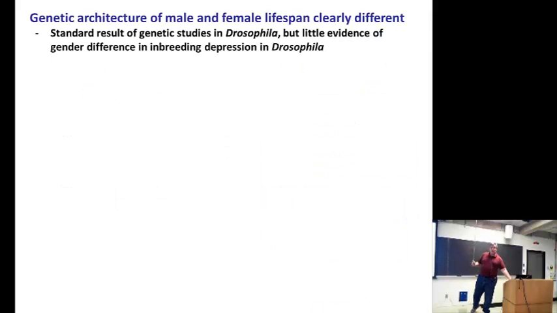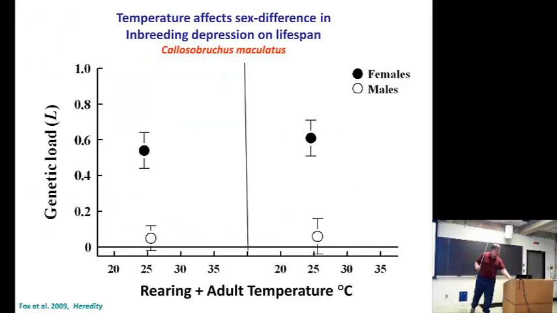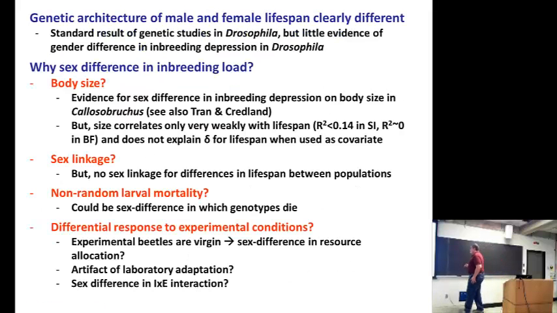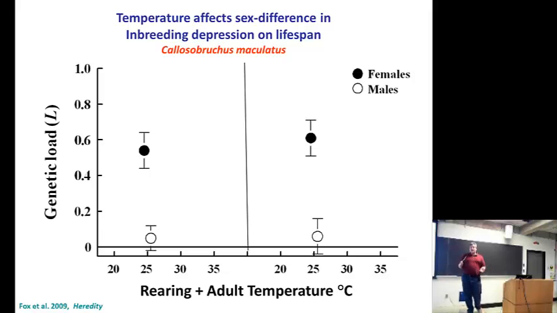I'm going to skip this slide. This is just sort of a set of possible explanations to explain the sex difference, but I don't really have time to go through them. So we've been, of course, manipulating environmental conditions and asking how the genetic load changes, and so we said, well, does it matter for adult lifespan?